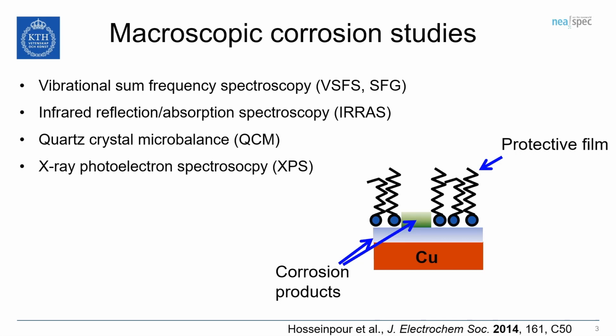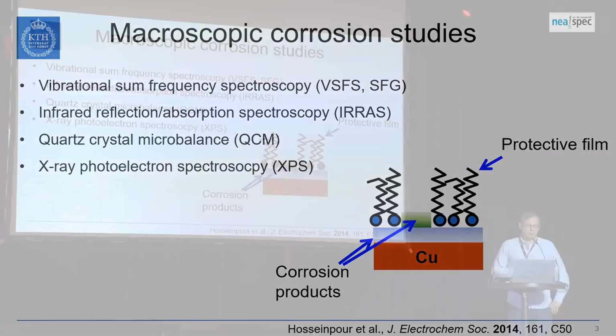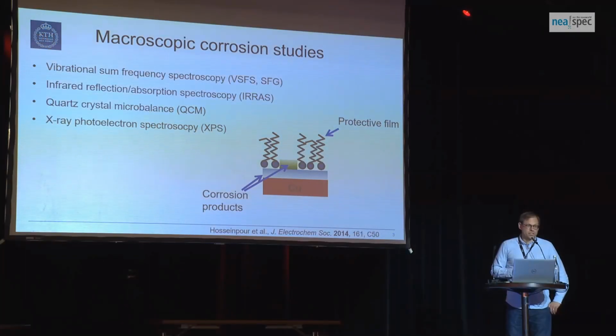We also used infrared reflection absorption spectroscopy to determine which kind of corrosion products formed in situ, and also how fast they were forming. We used quartz crystal microbalance to determine nanogram masses of these corrosion products. And we used X-ray XPS to also determine the nature of them. We also used some other techniques.